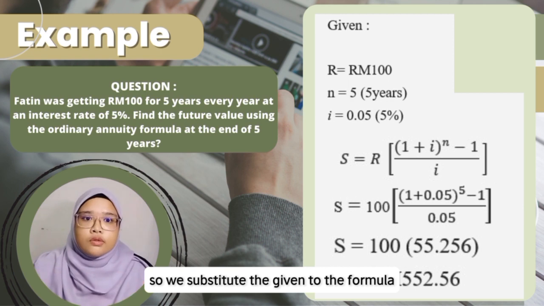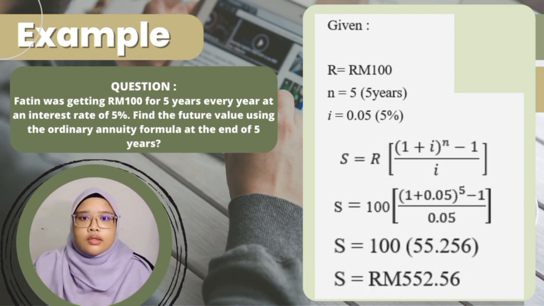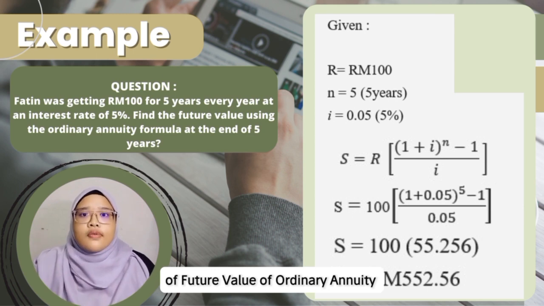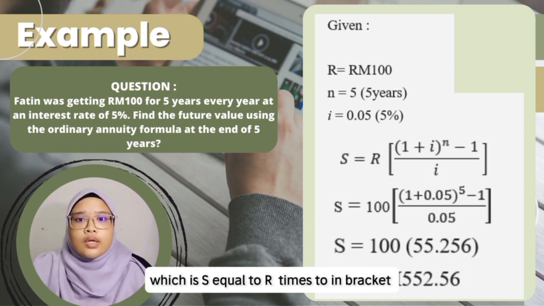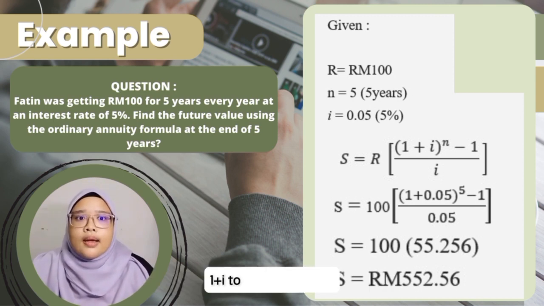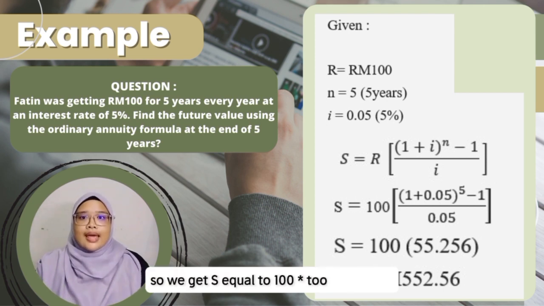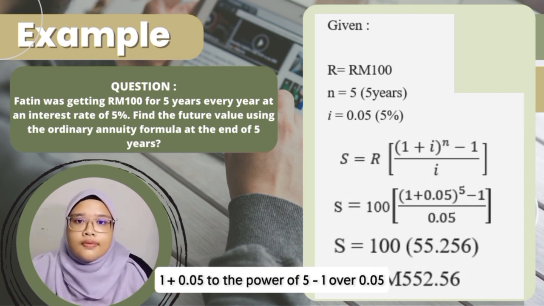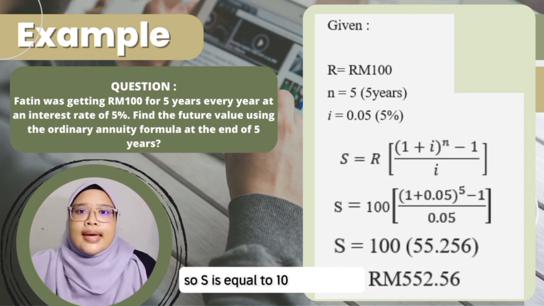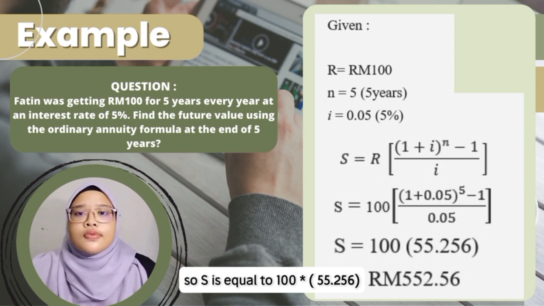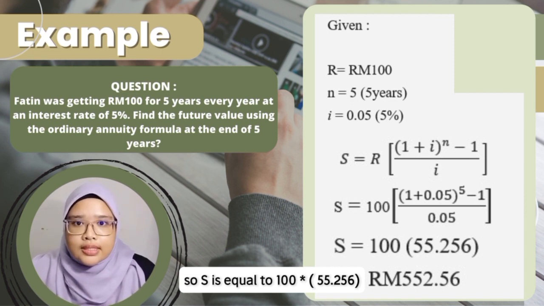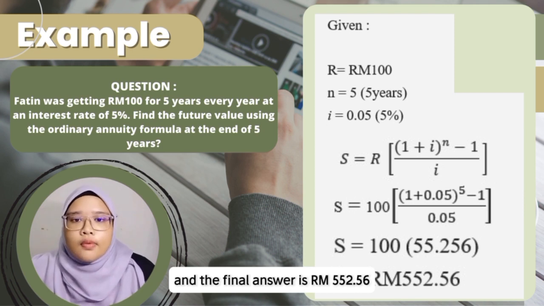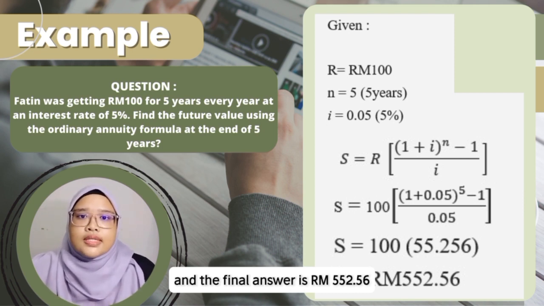So, we substitute the given values into the formula of the future value of an ordinary annuity, which is S equal to R times the bracket of (1 plus i) to the power of n minus 1, over i. So S is equal to 100 times the bracket of (1 plus 0.05) to the power of 5 minus 1, over 0.05. So S is equal to 100 times 5.5256, and the final answer is RM552 and 56 cents.